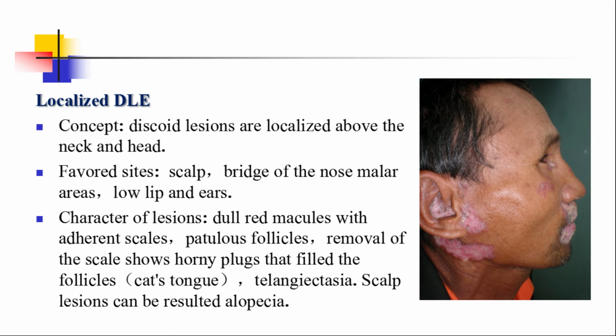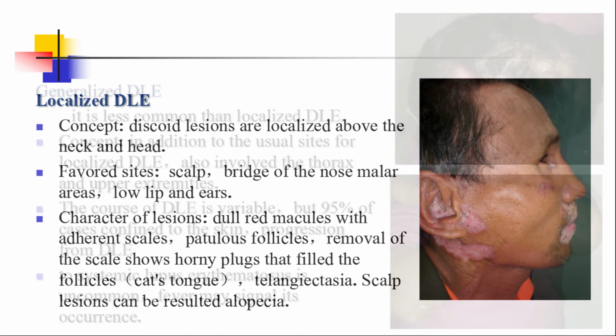Localized discoid lupus erythematosus. Concept: discoid lesions are localized above the neck and head. Favored sites: scalp, bridge of the nose, malar areas, lower lip and ears. Character of lesions: dull red macules with adherent scales. Patulous follicles. Removal of the scale shows horny plugs that fill the follicles. Telangiectasia. Scalp lesions can result in alopecia.